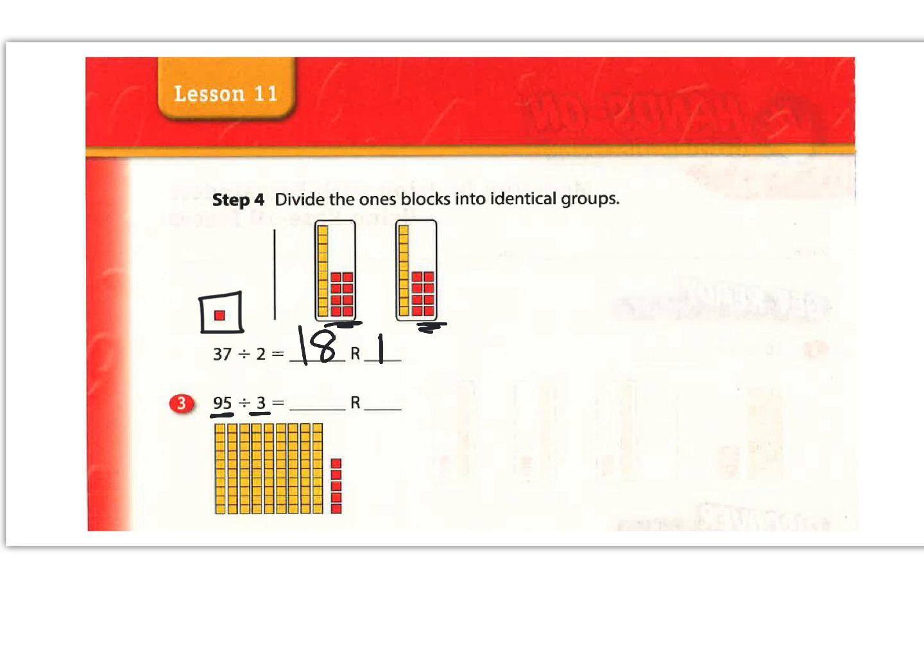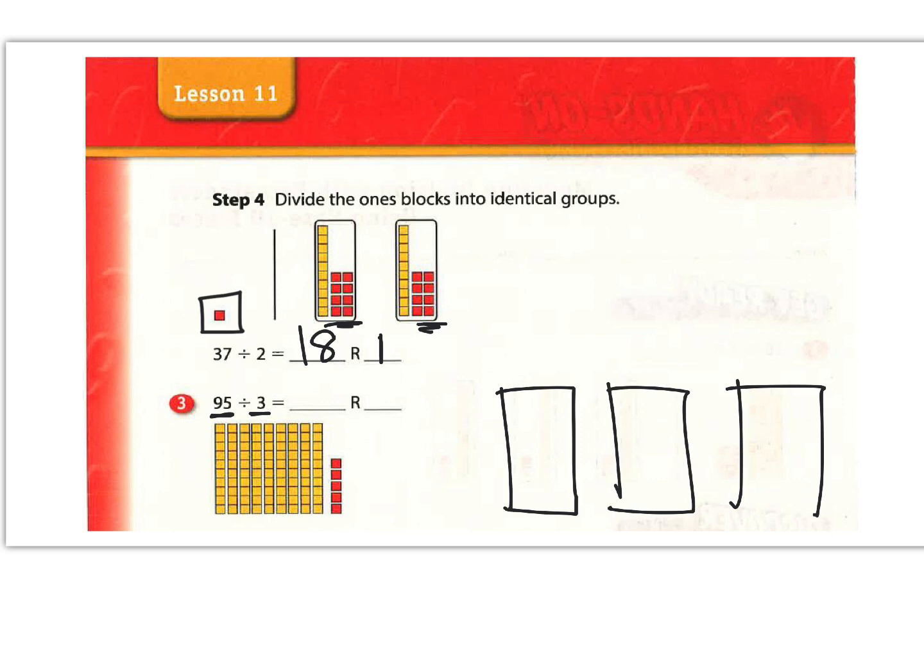Now we have 95 divided by 3. How we're going to do that is we're going to have to model it. So I'm going to draw 3 groups. Okay, and then I'm going to divide the tens rods. Well, there's 9, so that means I can fit 3 into each. 1, 2, 3, 4, 5, 6, 7, 8, 9.